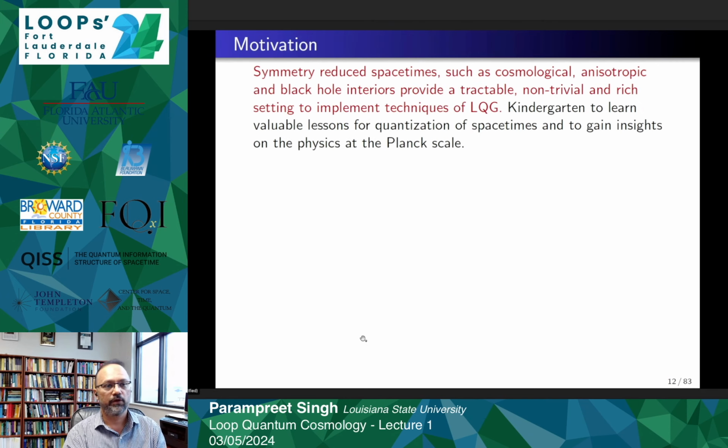Okay, so what is the motivation? The motivation is that we have symmetry-reduced spacetimes, as in loop quantum cosmology, which include cosmological spacetimes, anisotropic spacetimes, as well as black hole interiors. These provide a tractable and non-trivial rich ground to implement techniques of loop quantum gravity. Loop quantum cosmology is in a way a kindergarten to learn valuable lessons of loop quantum gravity and to gain insights on the physics of the Planck scale.